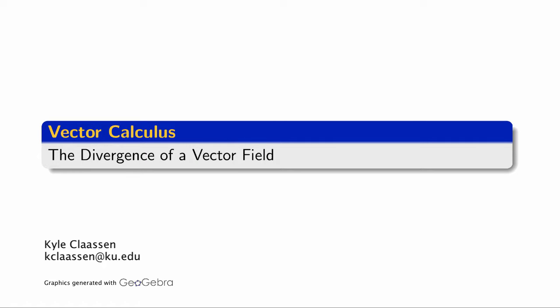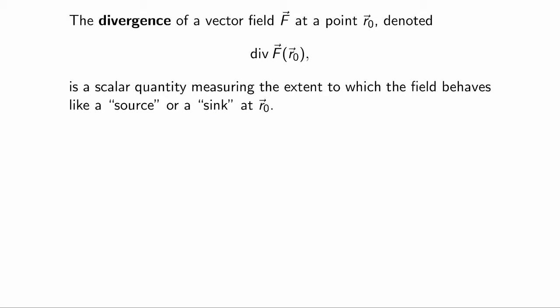Hello and welcome. In this video, we will explore an important property of vector fields called the divergence. The divergence of a vector field is a scalar quantity measuring the extent to which a particular point in the field behaves like a source or a sink.